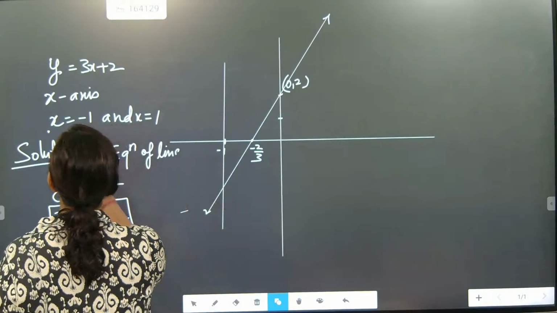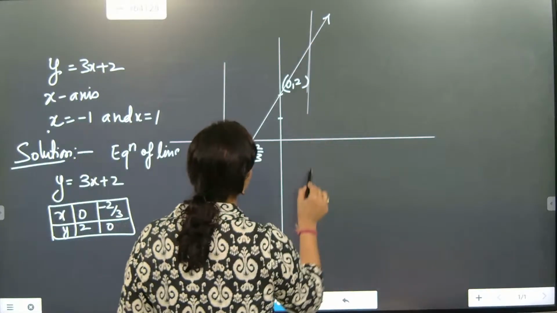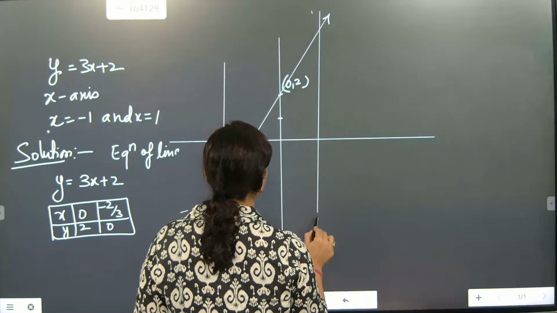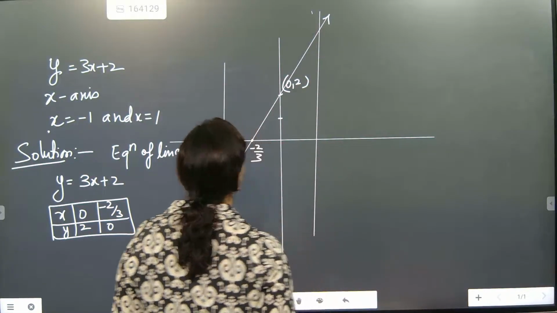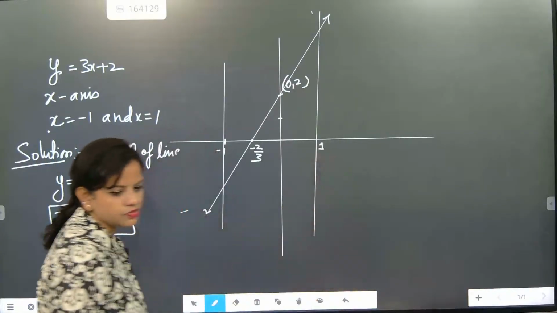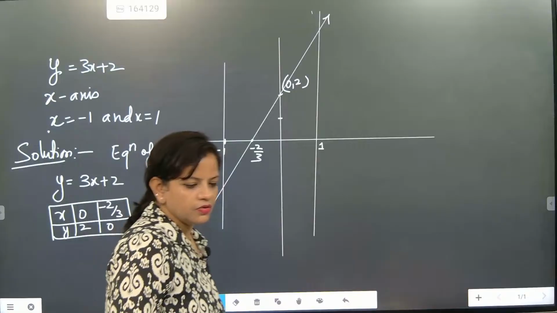Another bounded part is coming as x equal to 1. Okay, so our bounded regions are coming between 1 and minus 1.